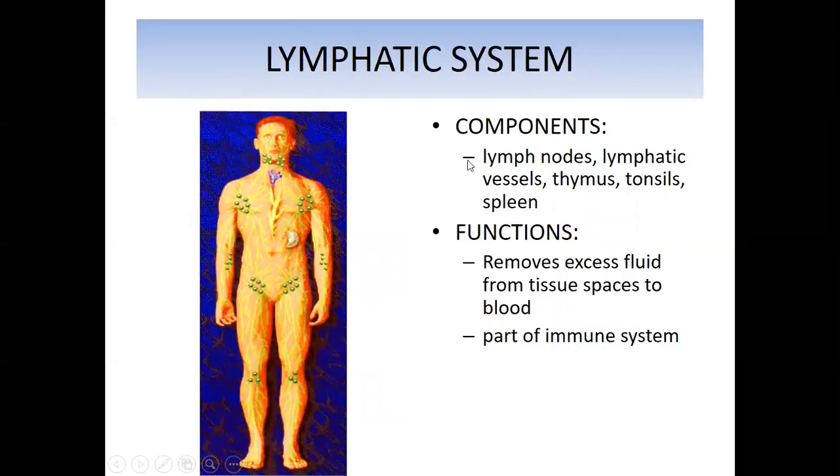And for the lymphatic system, the components are the lymph nodes, you can see the lymph node here, the green colored structure, lymphatic vessels, thymus, tonsils, and spleen. The function is to remove excess fluid from the tissue space to the blood, and it is part of the immune system.